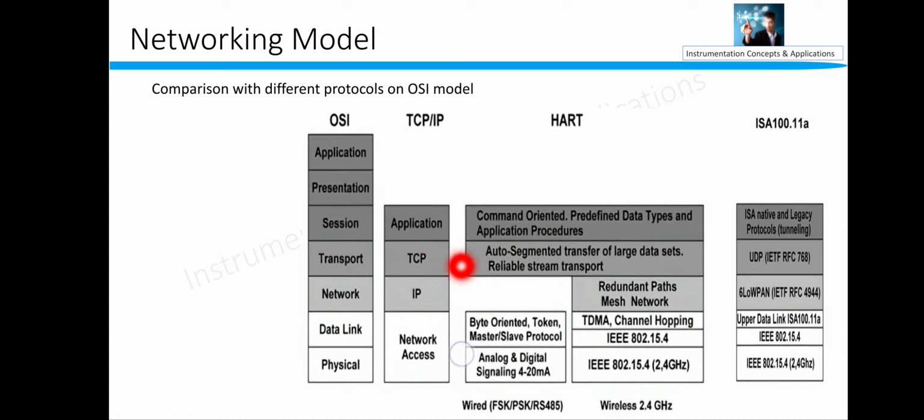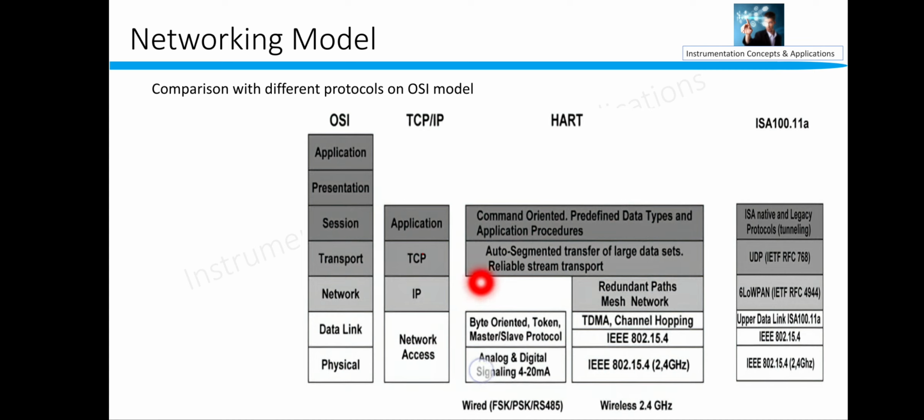The transport layer is auto segmented transfer of large data sets, reliable stream transport, and command oriented predefined data types, and the application procedure is the session layer. So you can see the top two layers are common for wired and wireless technology. In parallel with the wireless HART technology, which is very much dedicated for wireless, there is ISA 100.11a.